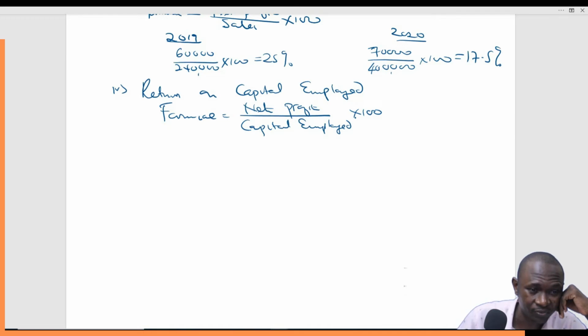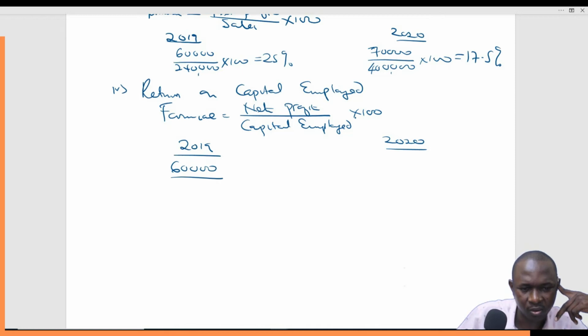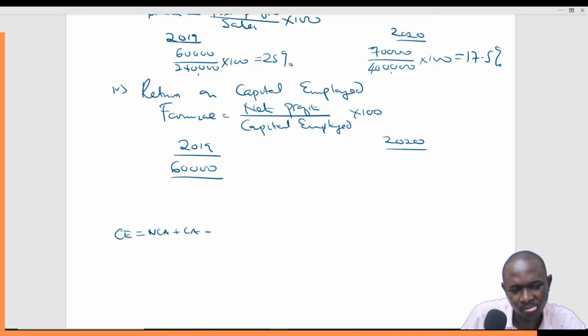So net profit 2019, 2020. In 2019, net profit is 60,000 over capital employed. There are two ways of getting capital employed. You can just go to the financed by section. That will be capital employed. Or you can also get the capital employed by adding the non-current assets plus current assets minus current liabilities. All this will give you the same answer.